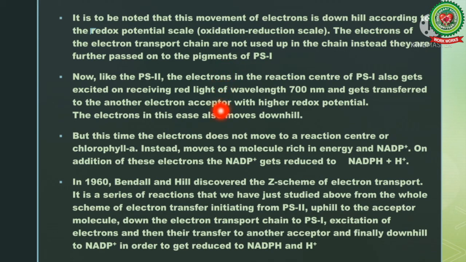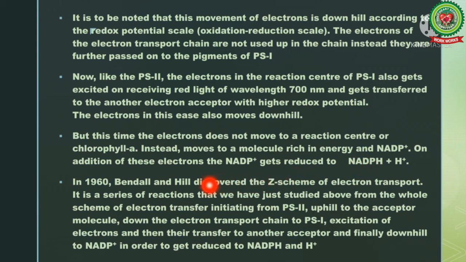Now, like photosystem 2, electrons in the reaction center of photosystem 1 also get excited on receiving red light of wavelength 700 nanometer and get transferred to another electron acceptor with high redox potential. The electron in this case also moves downhill, but this time the electrons do not move to a reaction center or chlorophyll A; instead they move to a molecule rich in energy and NADP. On addition of these electrons, the NADP gets reduced to NADPH and hydrogen ions.